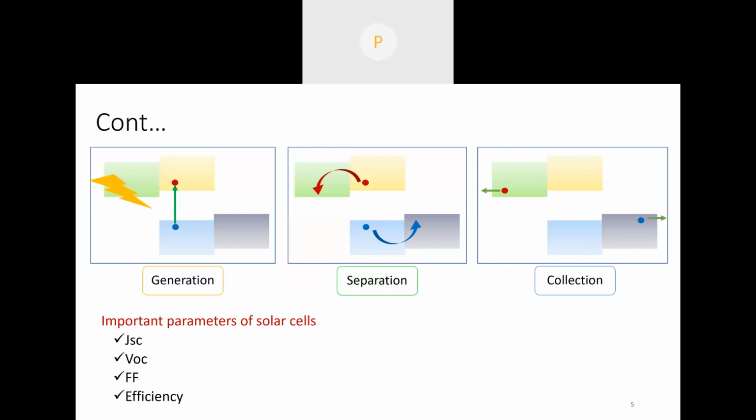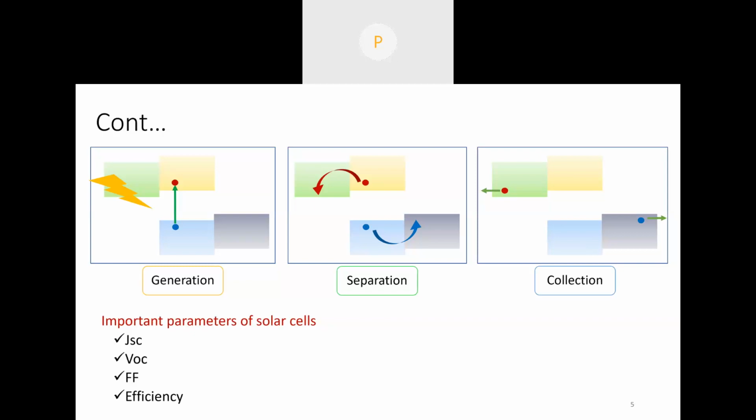It means when there is no external load, the connection is short circuited. So then there is short circuit current density. In that case, there will not be any voltage in between, so the voltage is zero.